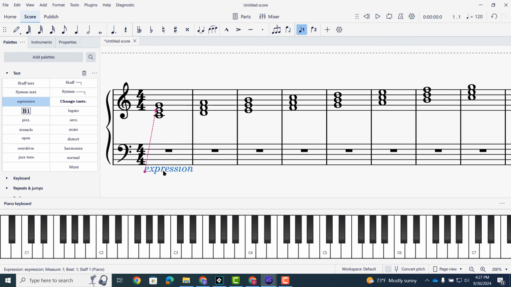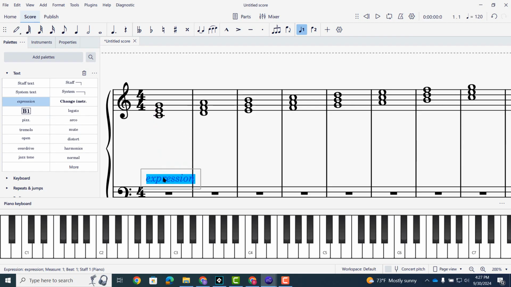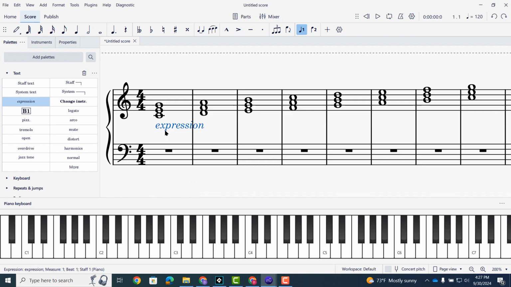So here's our expression. We're going to move it down here. We're still trying to keep it in the middle there. Just trying to get it underneath this thing. Try one more time. I'll try this one. Expression. Here we go.